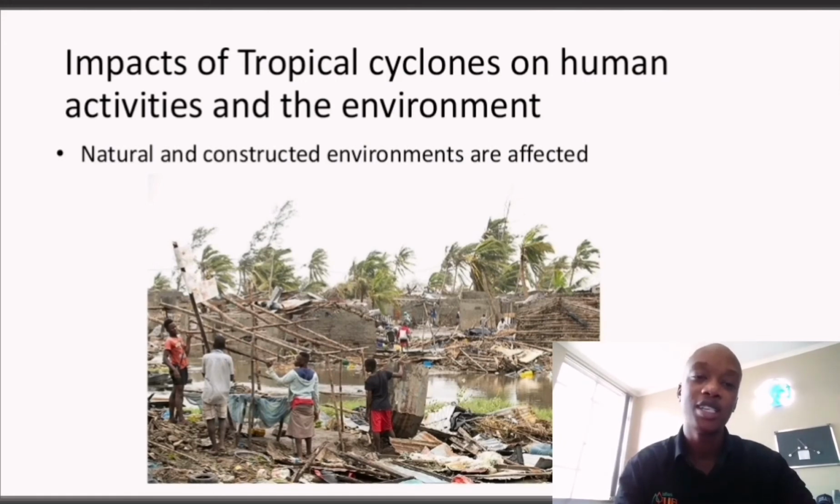You'd find that the children, the learners that the teacher should be teaching in the constructed environment, which is a school, have suffered a great deal. Some have passed on, some are injured, some are traumatized, because a tropical cyclone does cause trauma, because it can be something that a person has never seen before. You may feel that God has turned his back against us.